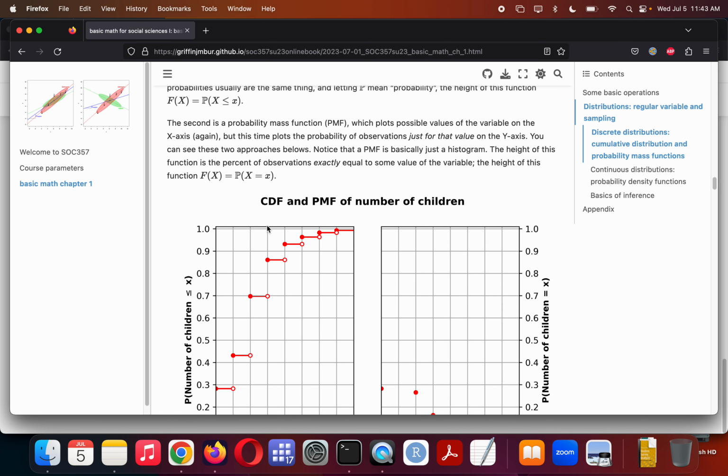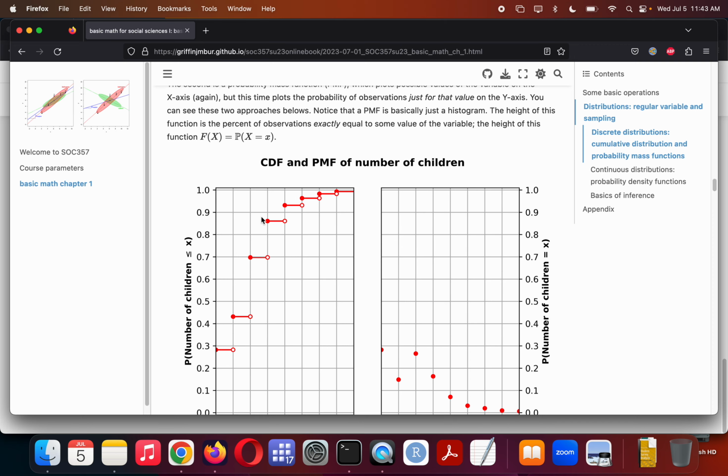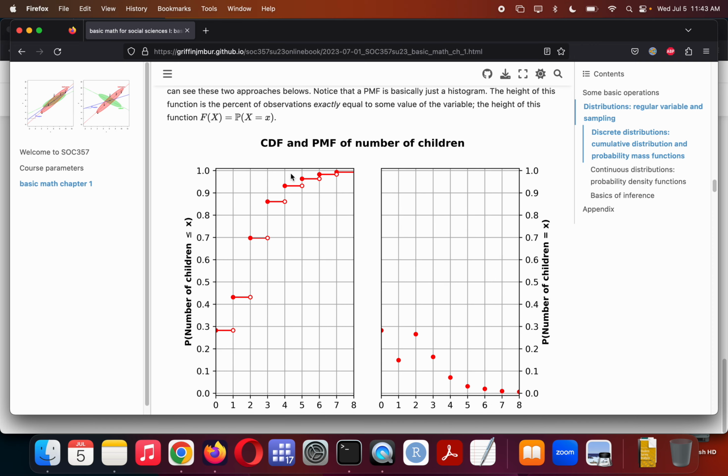Now let's talk about another alternative, which is closely related. It's called the probability mass function, and this is basically just a histogram. In a sample, when you are estimating the probability mass function, it's literally just the histogram in the sample. But it may be worth remembering what histograms do. Unlike cumulative distribution functions, probability mass functions don't need to be monotonic. They can go up and down, and the reason for that is that they plot on the y-axis the probability of having exactly that number of children.